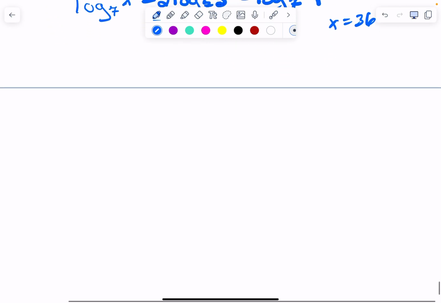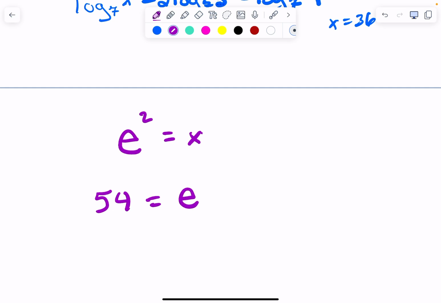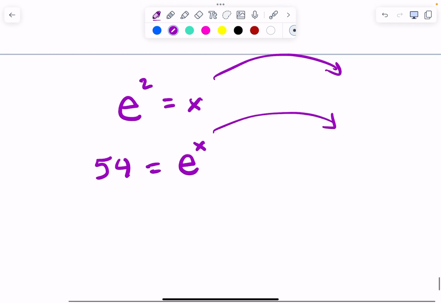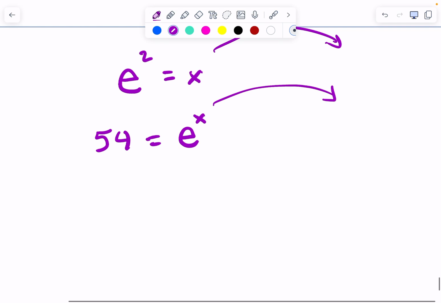Okay, all right, let's do some ln's and e's. So let's say we have e squared equals x, and let's say 54 equals e to the x power. Switch those to the other form. So log or ln? ln. Well, if you write it as log e, I'm probably going to count it.